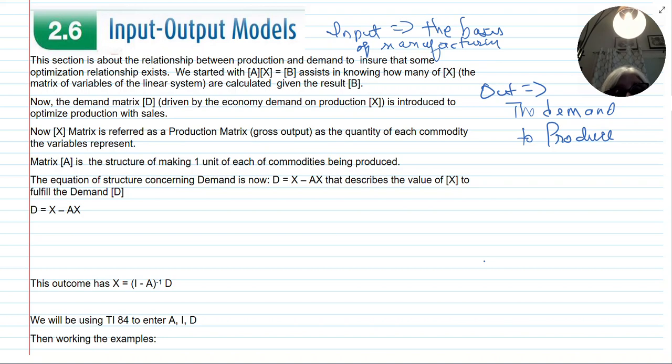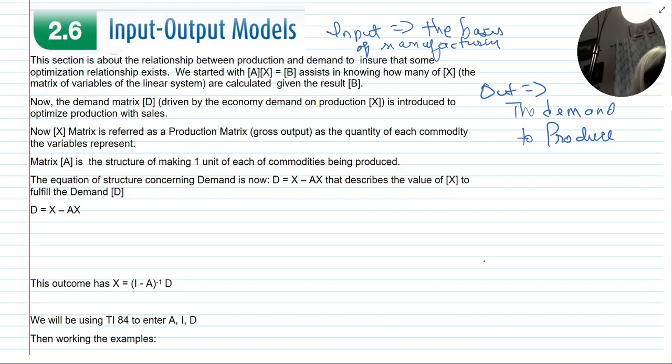So this is a relationship between production and demand to ensure that some optimization relationship exists. We start with the matrix A, which defines the production, and times X, the variable, equals B, the demand. And as we know from previous information, in order to do this mathematics, we have to go through some little changes. And here we go.